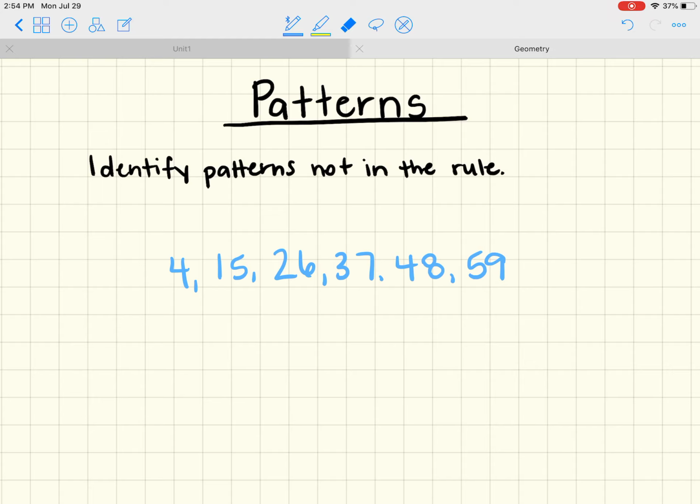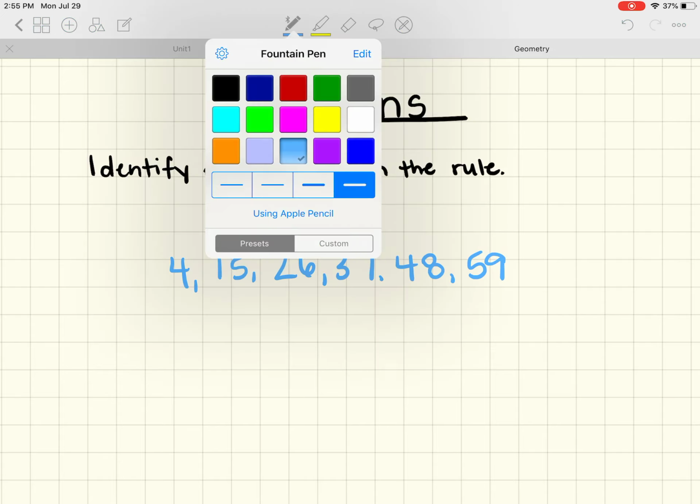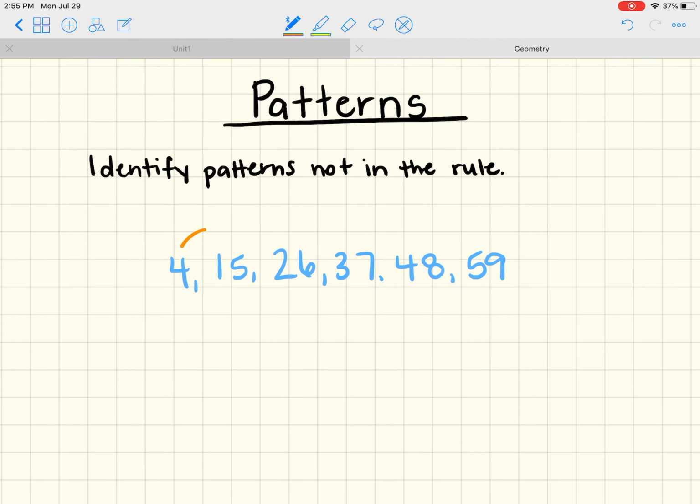Well, we know that 15 is not a multiple of 4, so we cannot be multiplying. So let's think about addition. If I'm going to go from 4 to 15, I'm going to need to add 11. Okay, so far that's the relationship between the first two terms. To get from 15 to 26, let's check it. That will work. 15 plus 11 would give us 26.